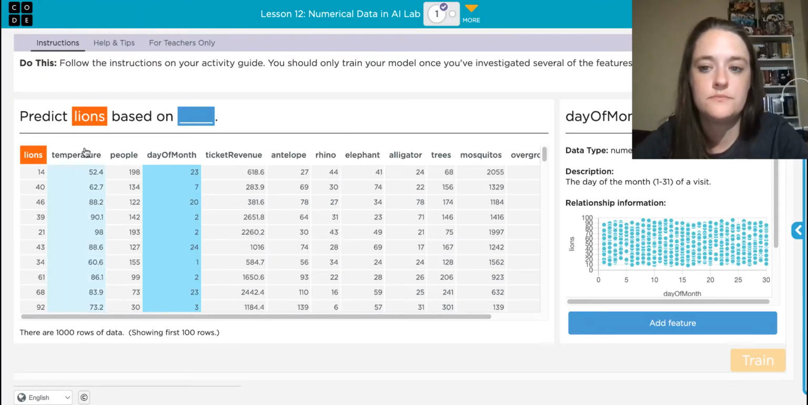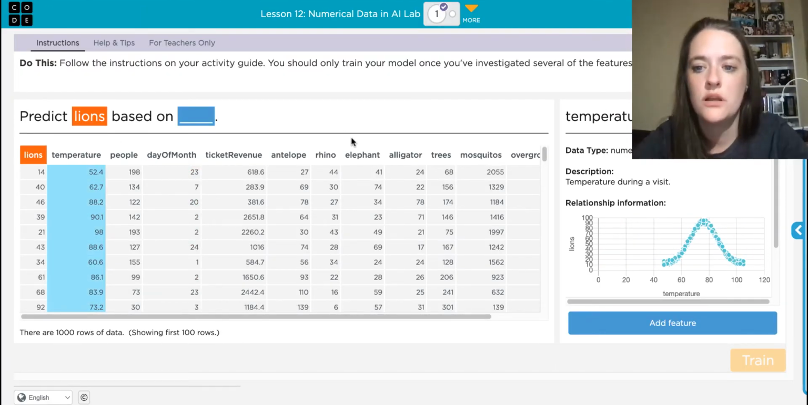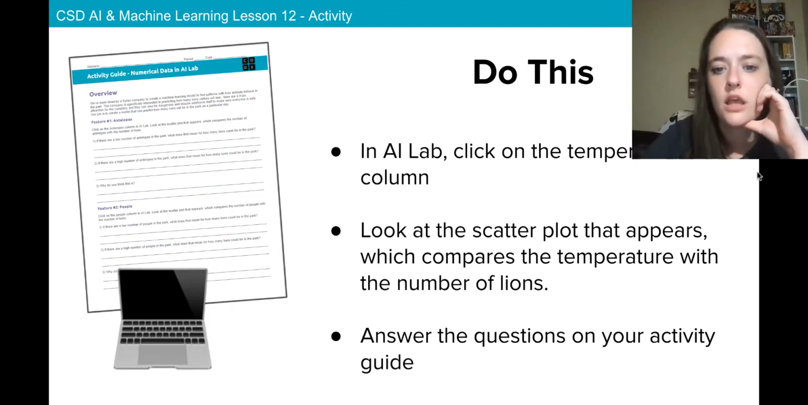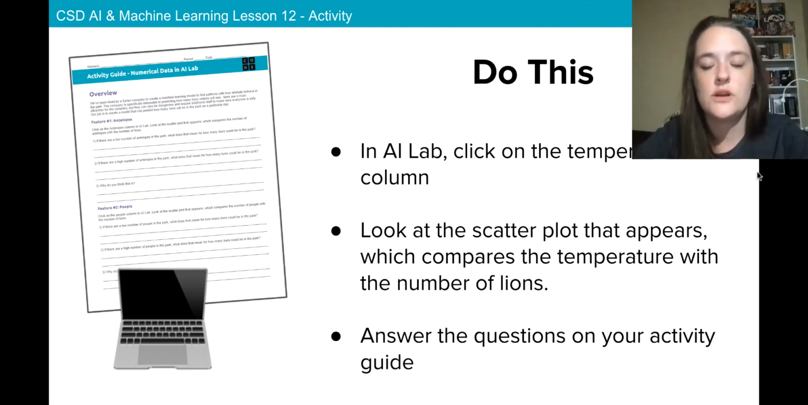Temperature. Oh, look at that curve. It's a scatter plot, but it's a bell curve. Very interesting. Okay. Answer the questions on the activity guide.